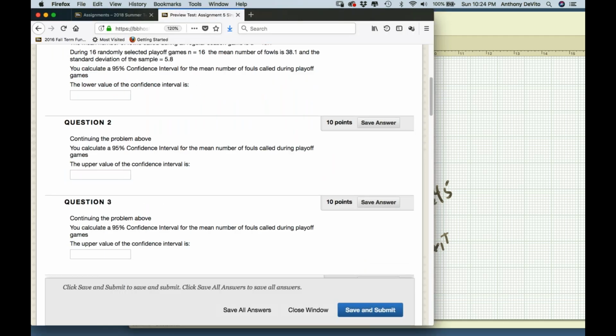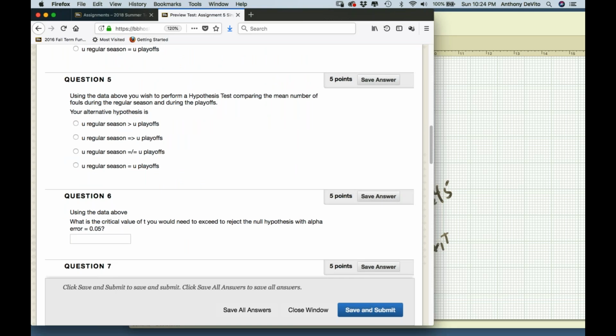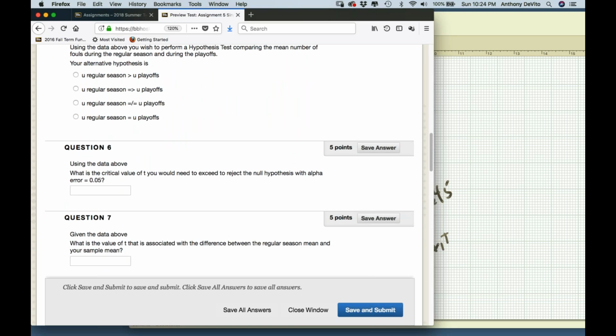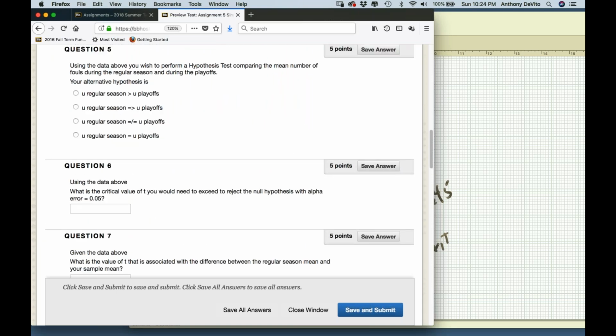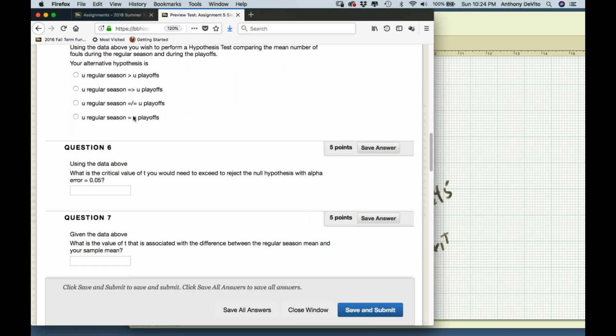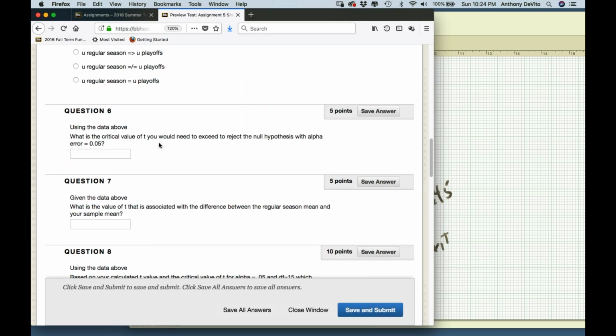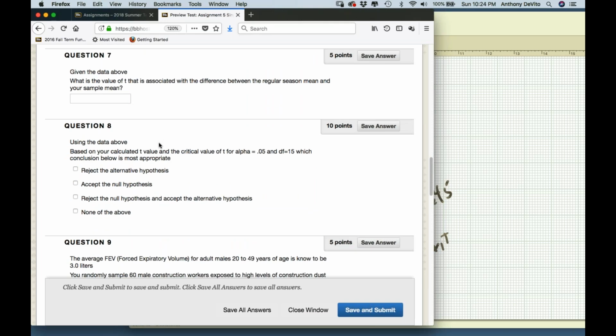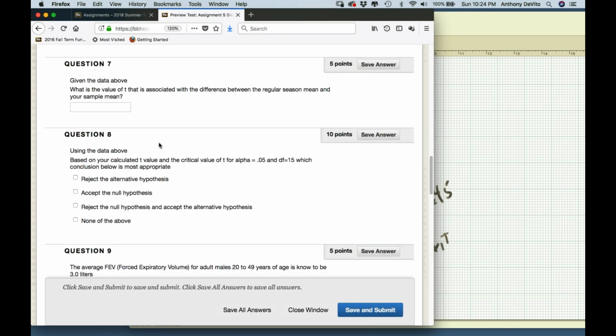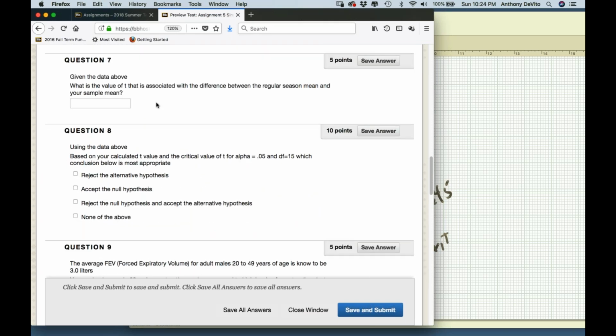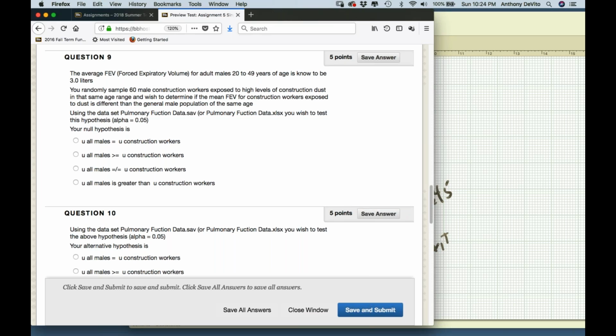Okay, let me go back to this homework, go a little further. In this case, I didn't bother to put the 4.5. You just use regular season versus playoffs and so on. Okay, let's see. What is a t-value associated? I think we answered that.